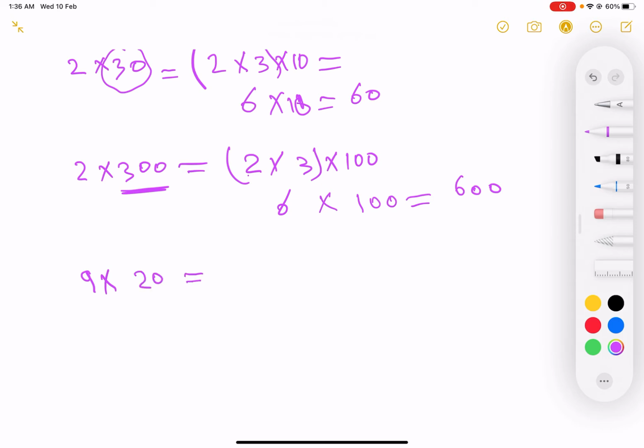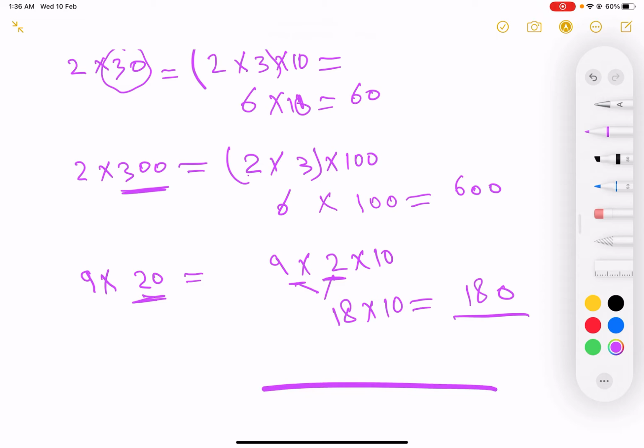For example, if I write for you 9 times 20, you will write 9 times, instead of 20, 2 times 10. Then you will take the 2 with the 9 together. The answer is 18 times 10. You will drop how many zeros? One zero. 18 times 1 is 18, so the answer is 180.